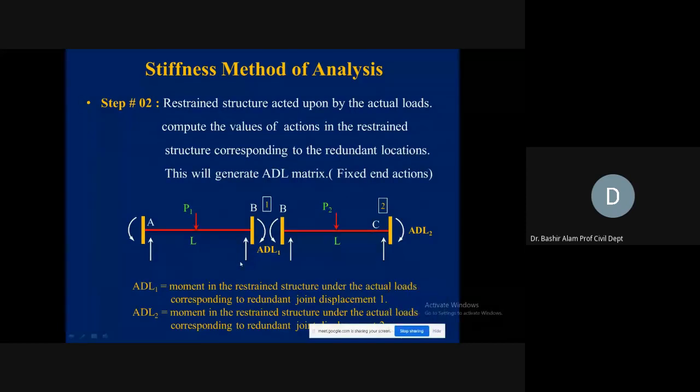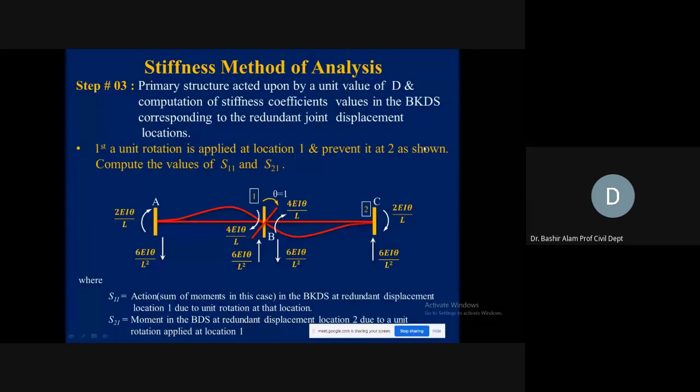Next, this way you generate your ADL1 and ADL2 values and put them in matrix form. Now we have generated the AD and ADL matrices. The remaining one is the stiffness coefficient matrix. Now, in step number 3, the primary structure is acted upon by a unit value of D, and we compute the stiffness coefficients in the basic kinematically determinate structure corresponding to the redundant joint displacement locations.